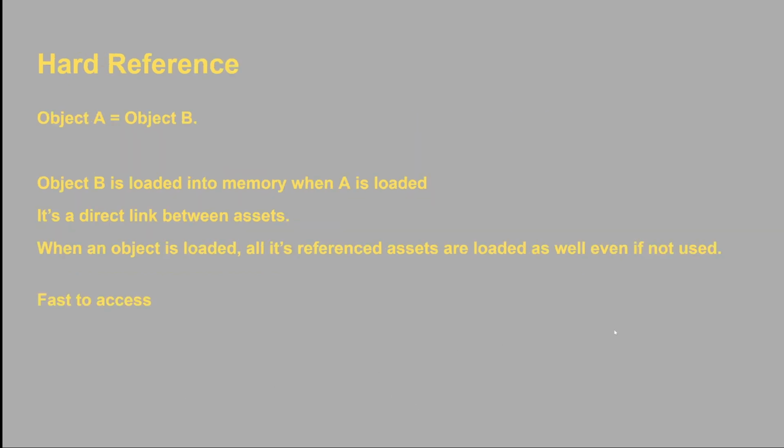So we have a hard reference, where object A equals object B. Object B is loaded into memory when object A is loaded. It's a direct link. So if you've got a character which has loads of hard references to assets, all those assets are loaded in when that character is loaded in. This is often something I find most problematic with student projects. When I see performance issues, the first thing I always check is your blueprints and your hard references. After all, they're fast to access, but they can quickly bog down your project.